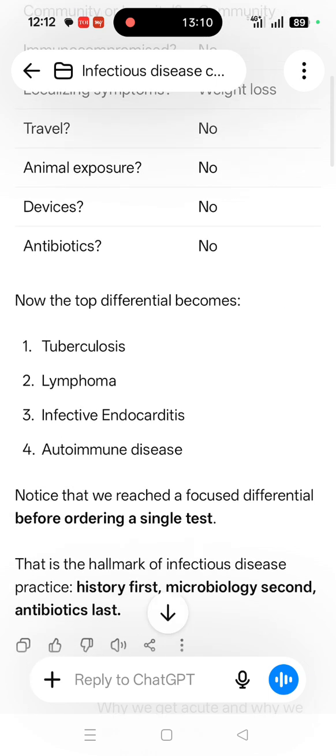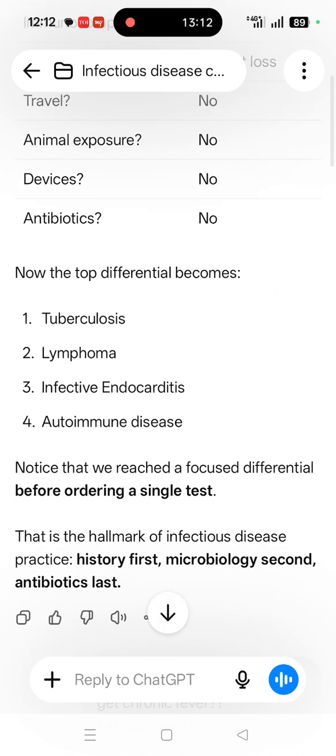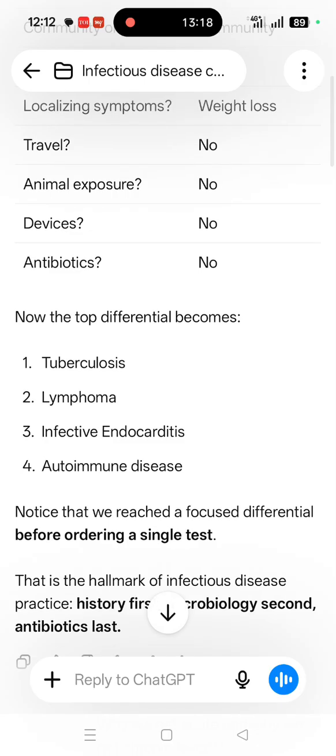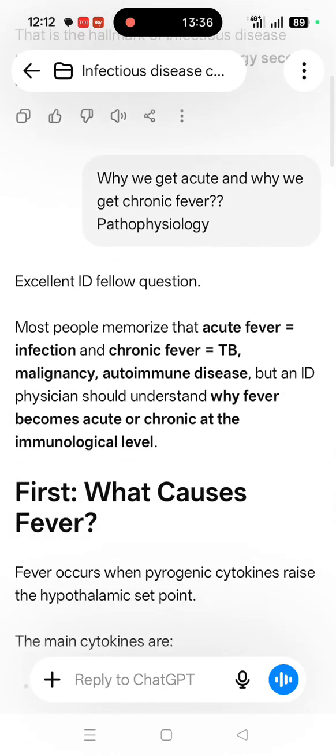Now the top differentials become tuberculosis, lymphoma, infective endocarditis, and autoimmune disease. Notice that we reached a focused differential before ordering a single test. That is the hallmark of infectious disease practice: history first, then microbiology, and then in the end antibiotics. So this is how you should look at it.